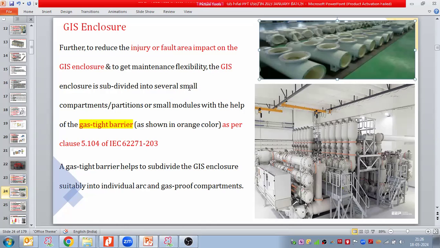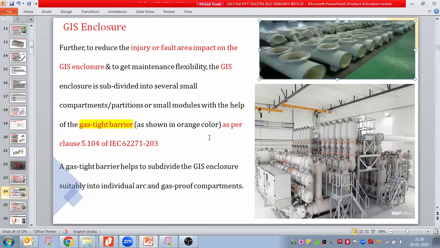These divisions are achieved with the help of the gas tight barrier. So this gas tight barrier you can see in the orange color here. This is one compartment here, one compartment here, one compartment here, one compartment. So this gas tight barrier insulator provides the compartmentalization of the GIS enclosure.